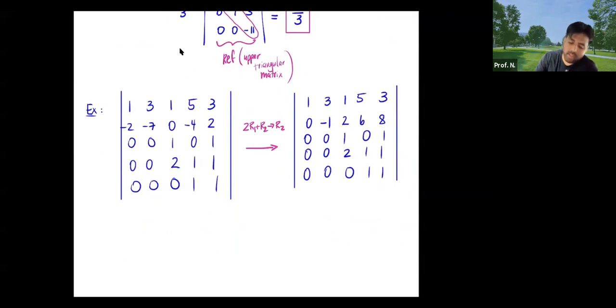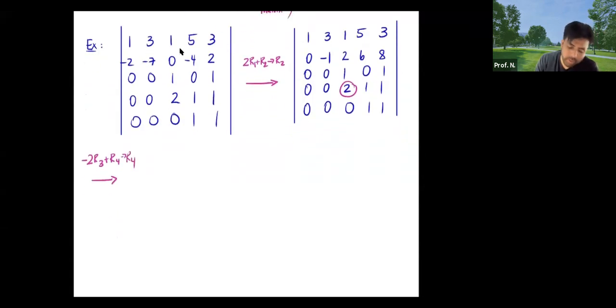Okay, so we got rid of that. So the determinant is unchanged. And now I just got to get rid of this 2 and this 1. So how do I get rid of this 2 here? Pretty simple, right? I get negative 2 R3 added to R4 into R4. But of course, applying this step doesn't affect my determinant, which is nice.